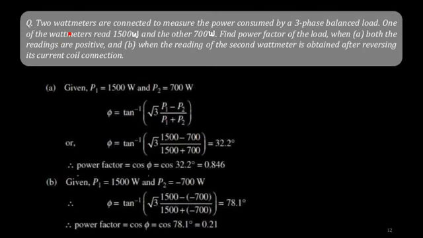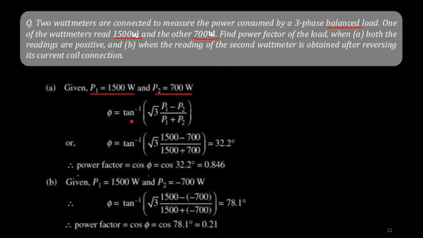Now we will take up an example. We have 2 wattmeters connected to measure power consumed by a 3-phase balanced load. So the load is balanced. One of the wattmeters reads 1500 watts and the other reads 700 watts. So P1 equal to 1500 and P2 equal to 700. Find the power factor of the load when both the readings are positive. Okay, so when both the readings are positive, you need to find out the power factor.